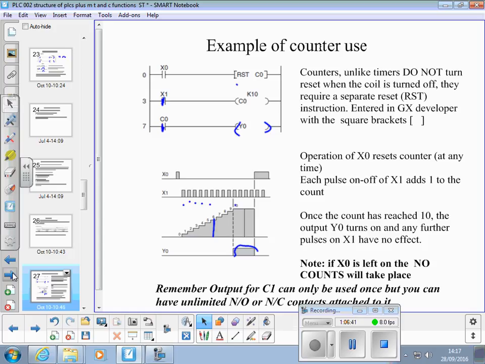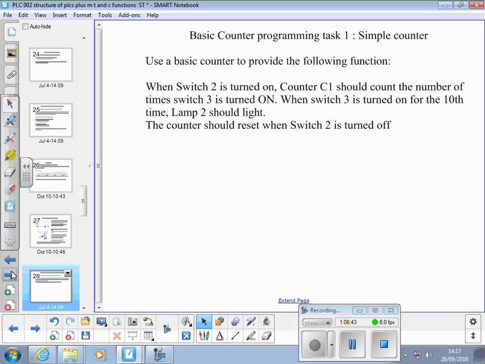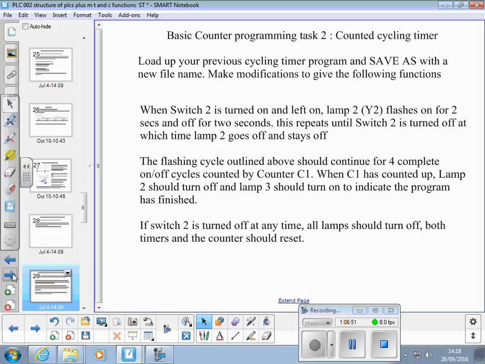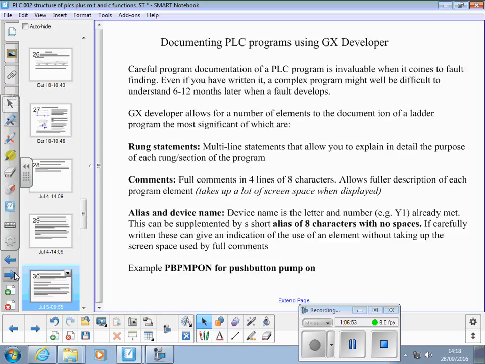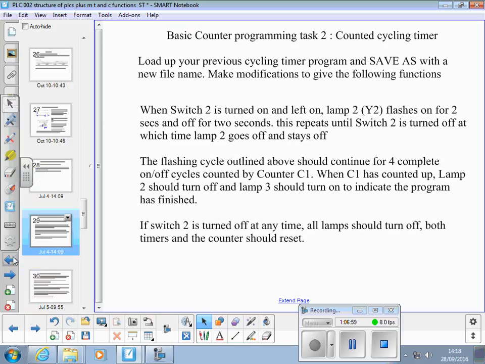And then in your set of notes, there's some counter programming tasks, simple counter and basic counter number 2. And then that goes into the piece about documentation that we'll probably start off with as part of next week's practical.